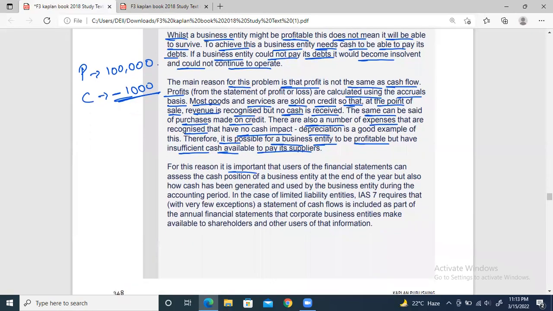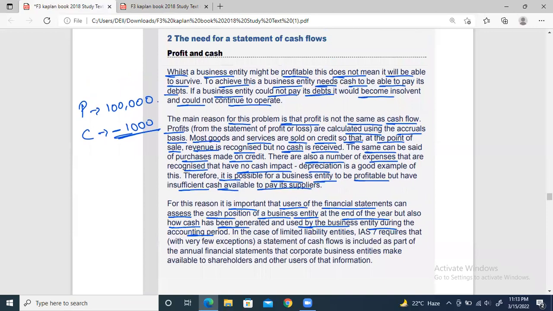Now, for this reason, it is important that users of financial statements can assess the cash position of a business entity at the end of the year, but also how cash has been generated and used by the business entity during the accounting period. If you are investing in a business, you will see the cash position, not the profit position. Yes, profit is important. It determines profitability and is used in the ratios we studied in the last chapter. But cash is the more important thing.